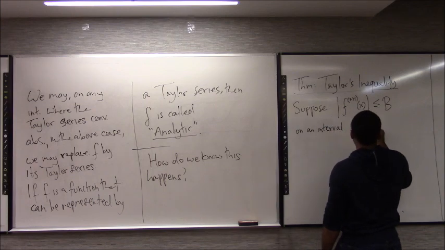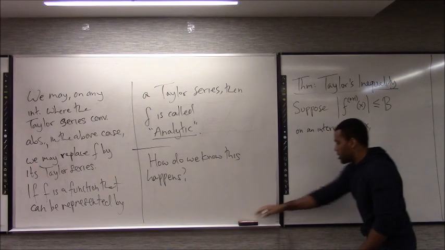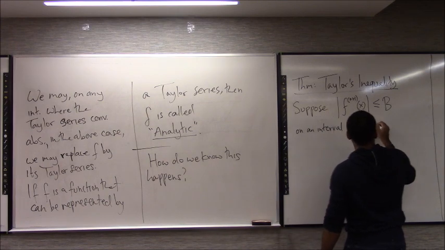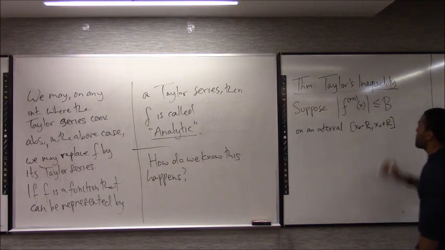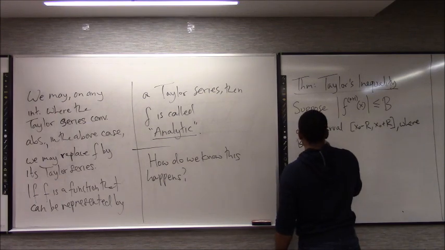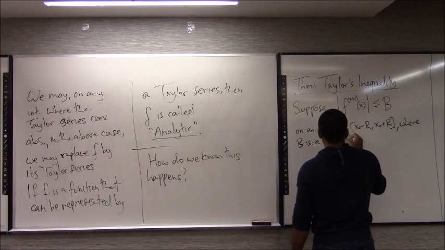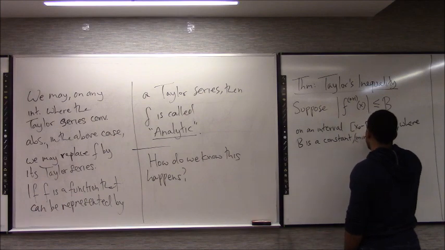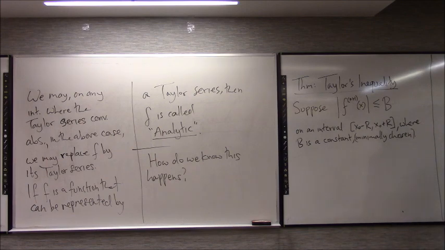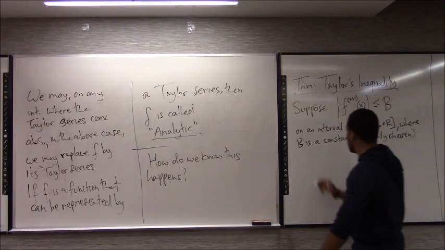say x naught minus r, comma x naught plus r, where b is a constant. For best results, minimally chosen. So you don't just pick any random number bigger than the derivative. You want to actually squeeze it as small as possible. Otherwise, you might have to compute more terms to get it to work than you'd like to.